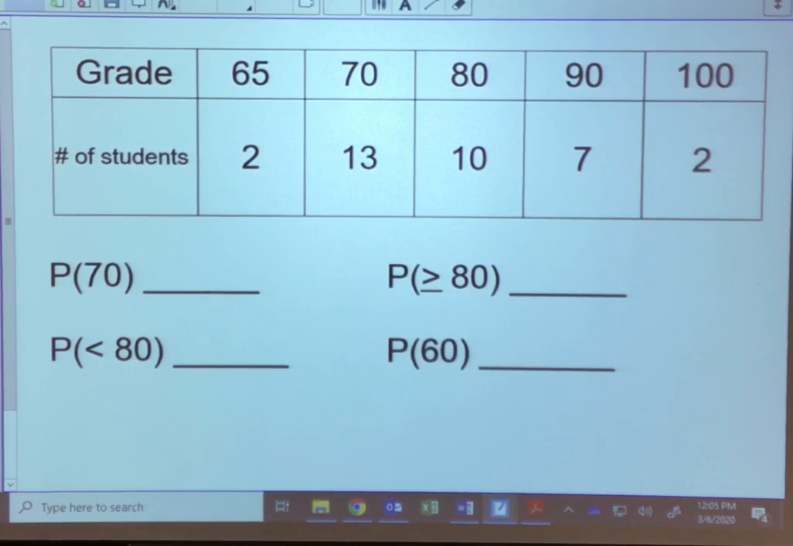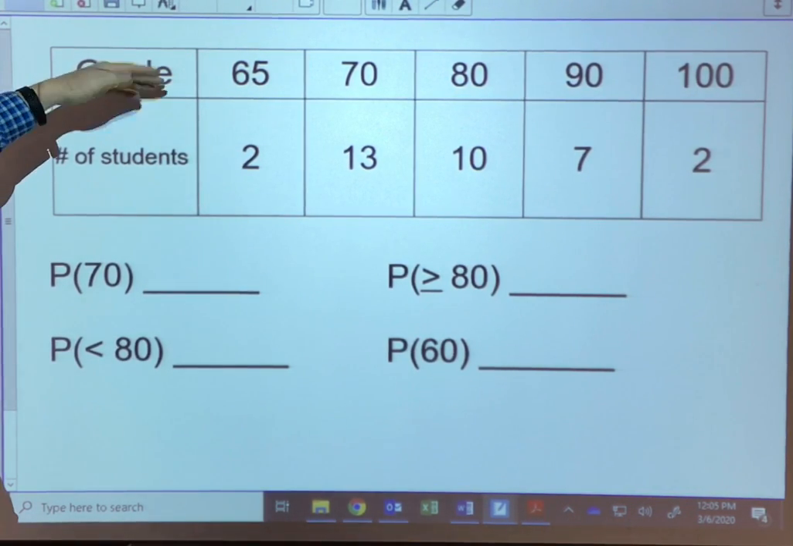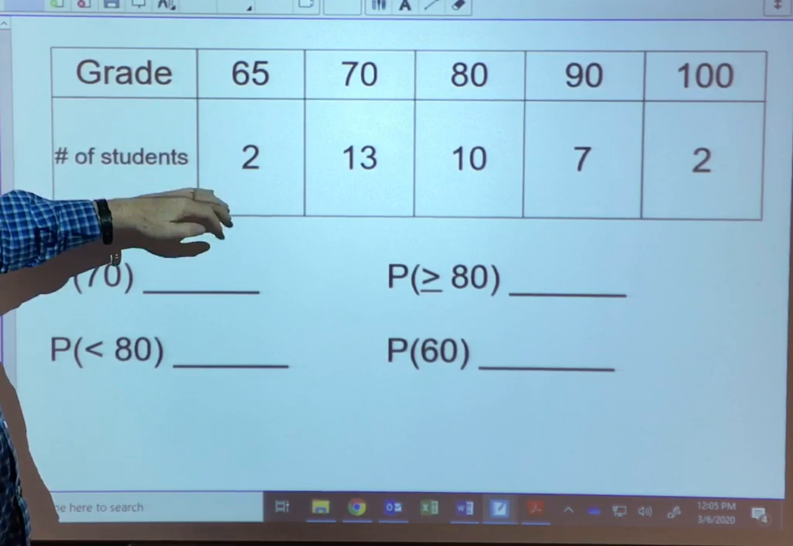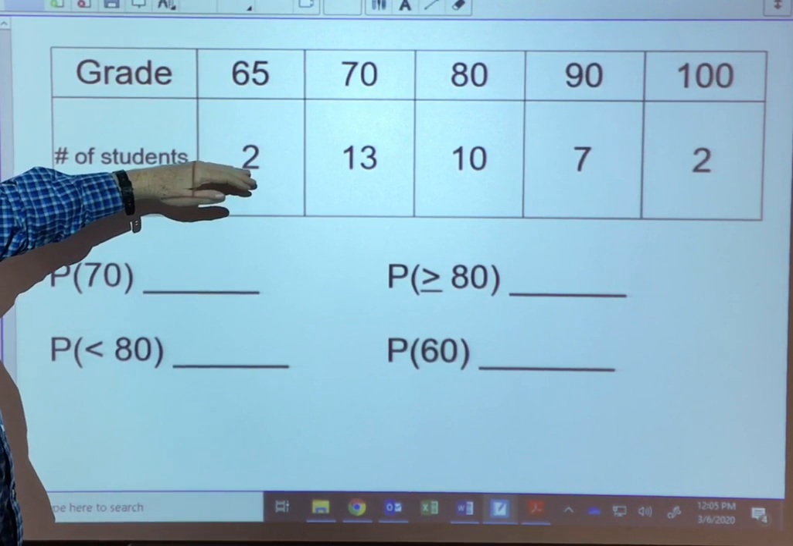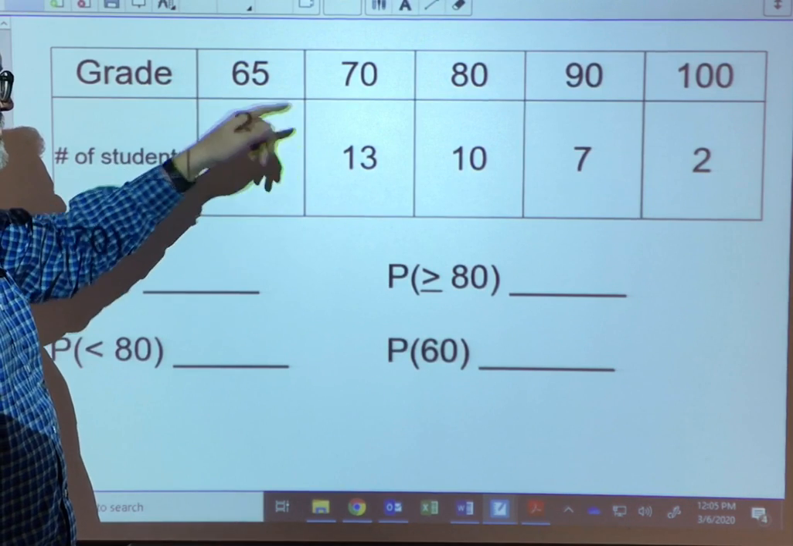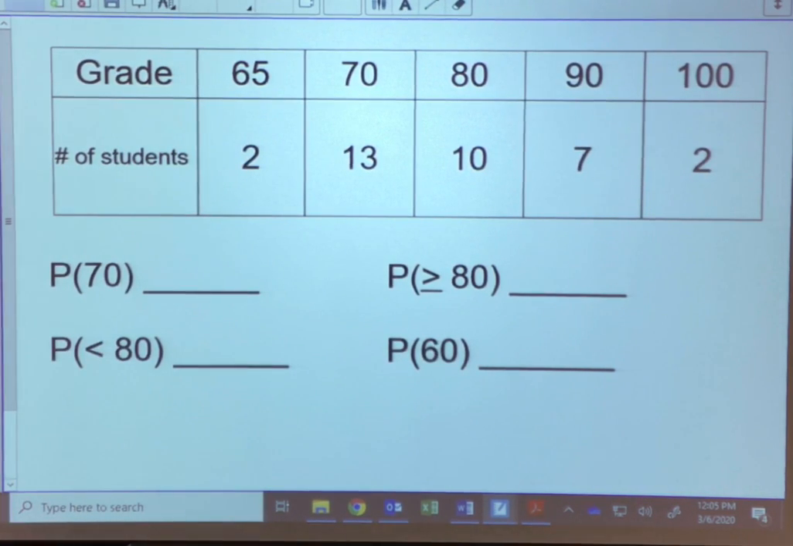Okay, a little different example here. This one is talking that the top is the grade made on, say, a test, and the bottom is the number of students. So there's 2 students who made a 65, 13 students who made a 70, 10 students who made an 80, 7 students who made a 90, and 2 made 100s. We're trying to find the probability of a student making a 70.